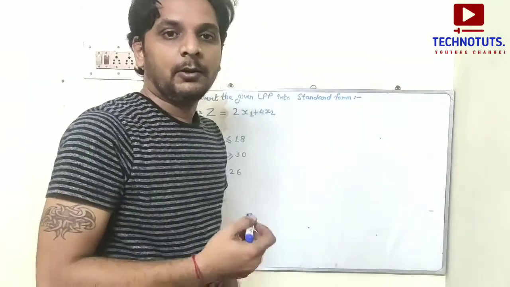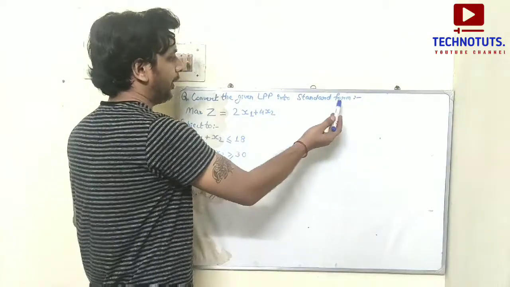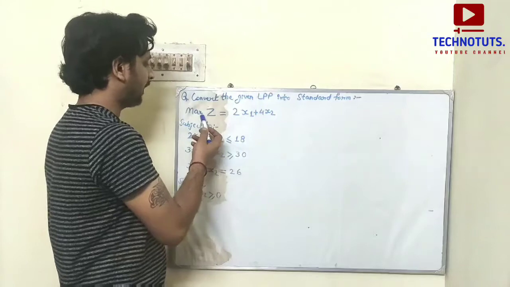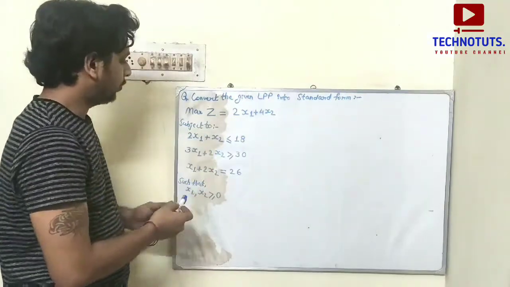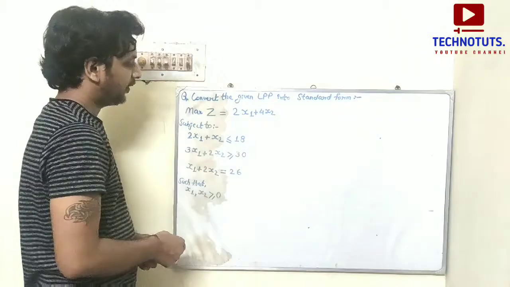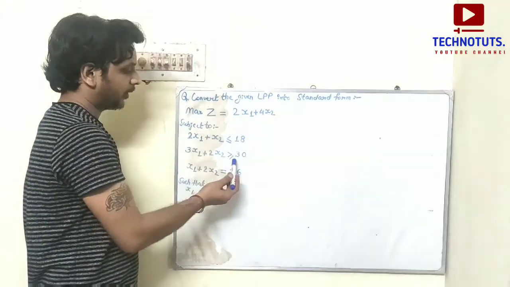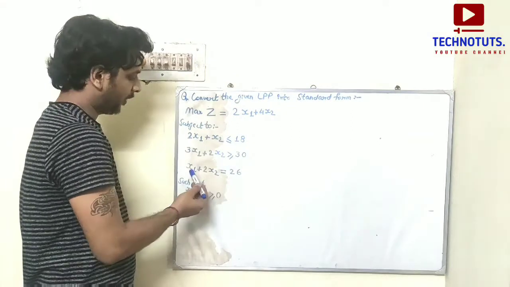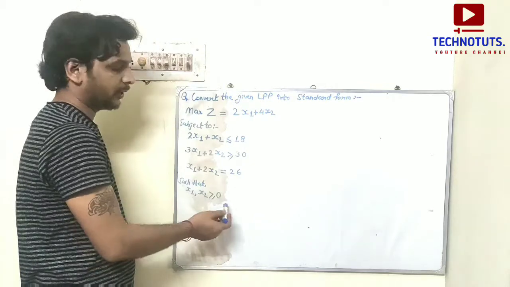Now let us see another problem. Convert the given LPP into its standard form. The problem is maximize z is equal to 2x1 plus 4x2 subject to 2x1 plus x2 less than or equal to 18, first equation. 3x1 plus 2x2 greater than or equal to 30, second equation. x1 plus 2x2 is equal to 26, third equation, such that x1 and x2 greater than or equal to 0.